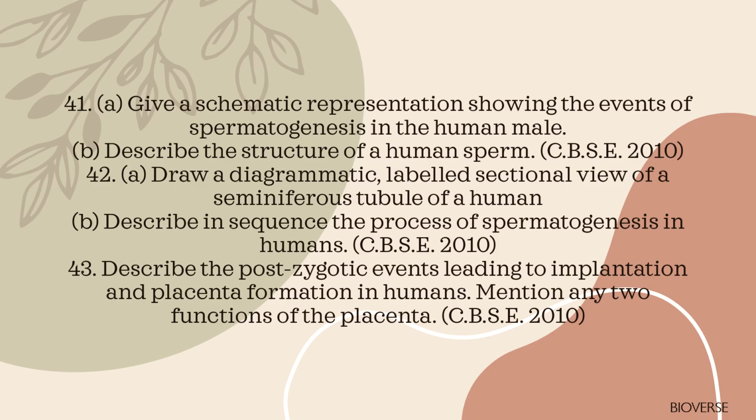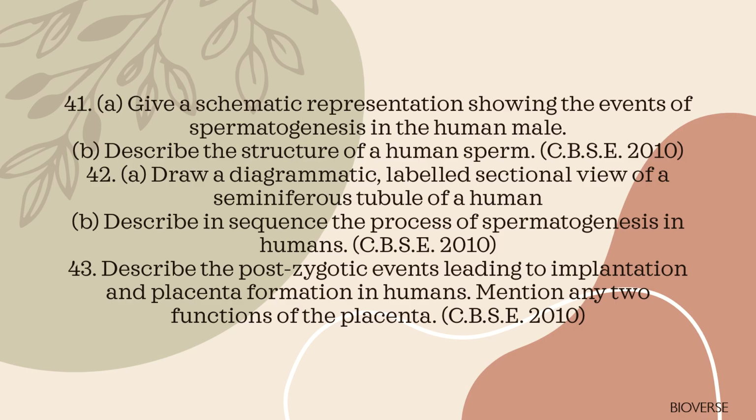B. Structure of human sperm. Head. It contains the nucleus with DNA. Acrosome. It covers the head and contains enzymes to penetrate the ovum. Middle piece. It contains mitochondria for energy to power motility. Tail or flagellum. It helps sperm swim toward the ovum.